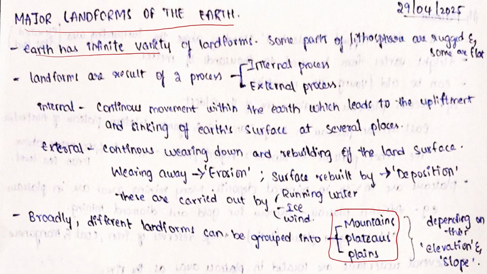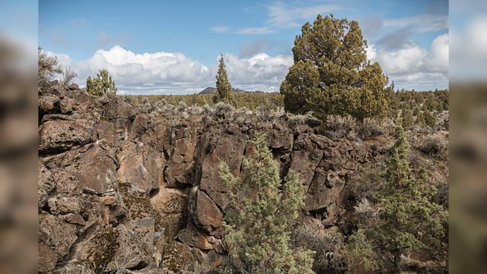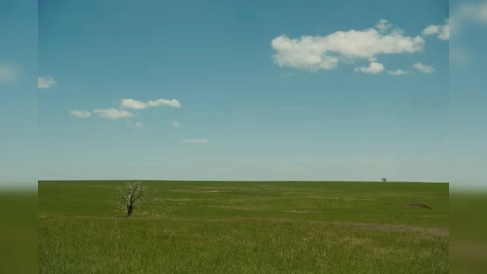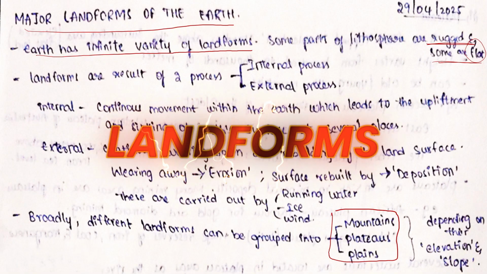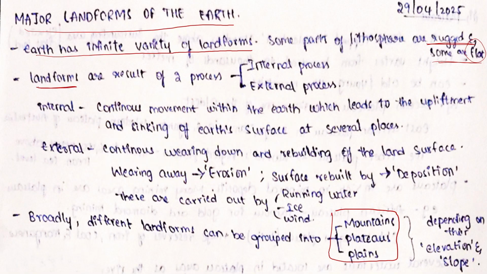The Earth has so many different types of land. Some areas are rugged, such as rough and uneven, while others are flat and smooth. All these shapes on the Earth's surface are called landforms. Now, how are these landforms formed? They are mainly formed by two types of processes, which are internal process and external process.